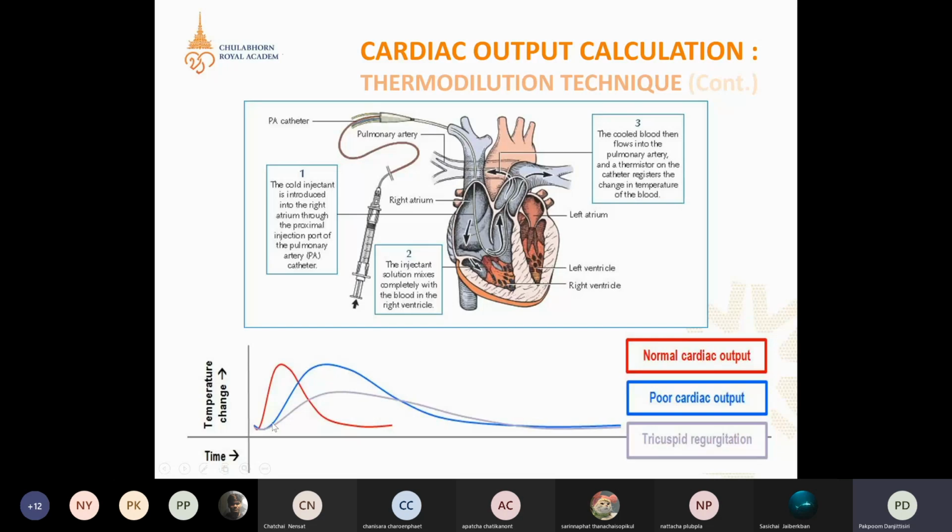The curve, the time of the injectant of the cold injectant solution from the RV here, it takes quite some time to go to the thermistor at the end of the catheter. So you will see the time over here on the blue line. The time will be quite long over here. Okay, it takes quite some time in the poor cardiac output.